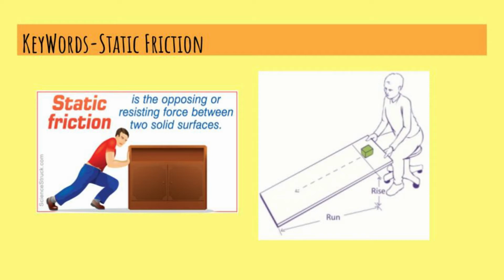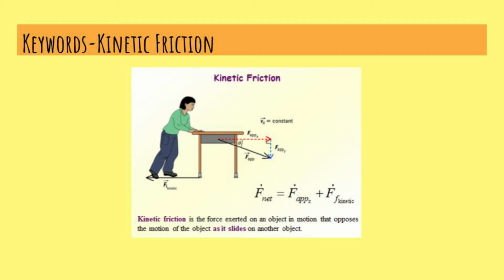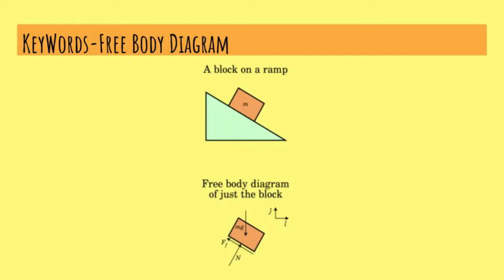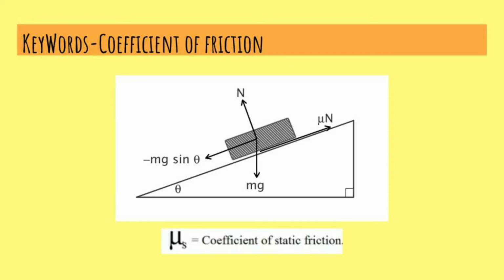Static friction is a force that resists the initiation of sliding motion between two surfaces that are in contact and at rest. Kinetic friction is the force that opposes the movement of two surfaces that are in contact and are sliding over each other. A free body diagram is a graphic illustration used to visualize the forces and the reactions caused in a body. The coefficient of friction is the ratio between the force necessary to move one surface horizontally over another and the pressure between the two surfaces.